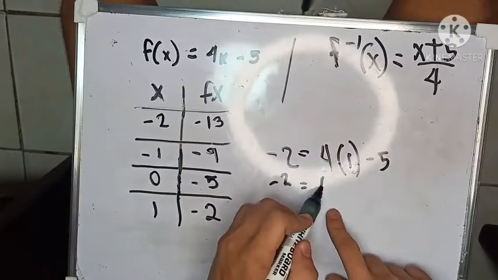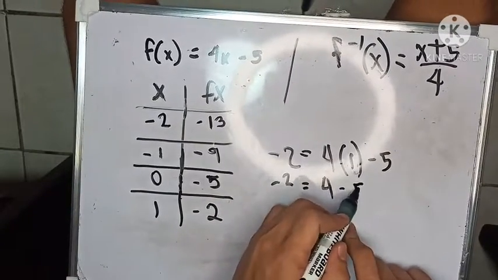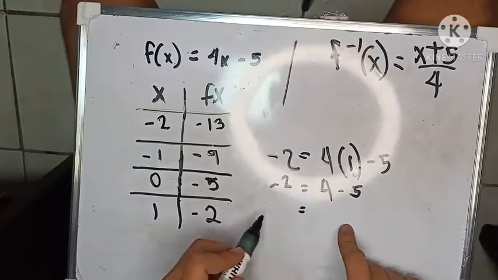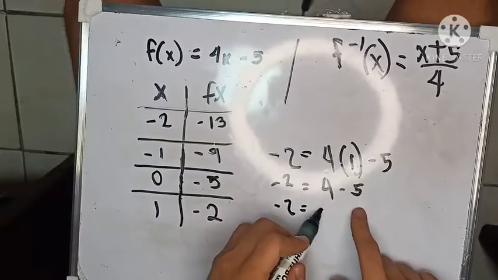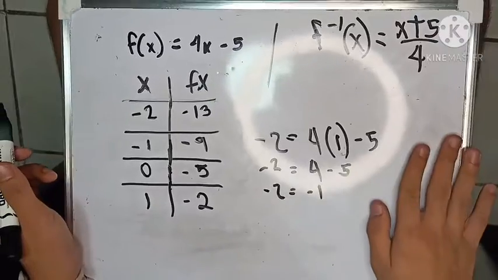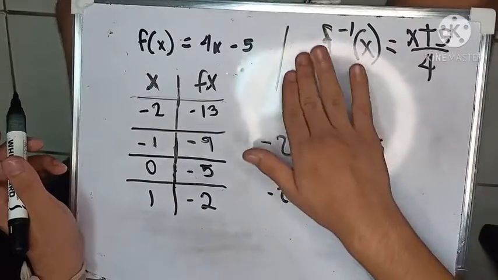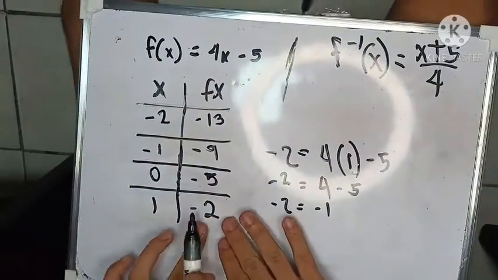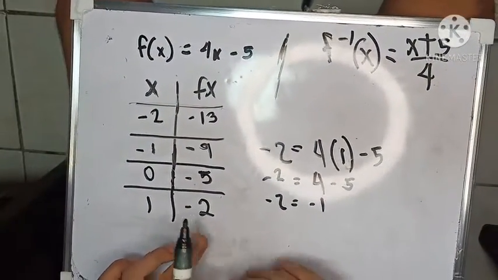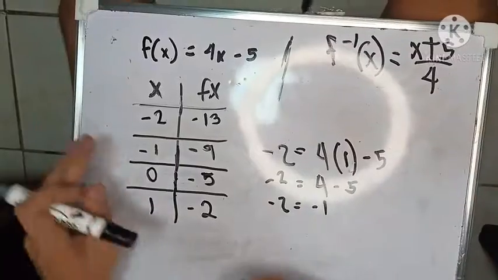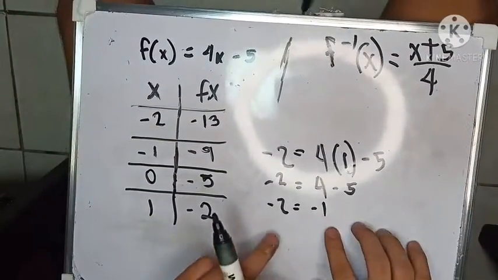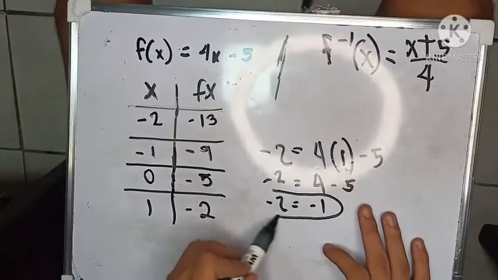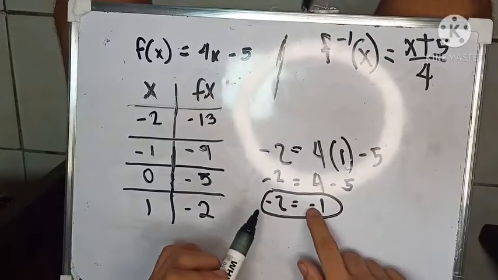This should be 4 minus 5. So, negative 2 and 4 minus 5 are not the same on both sides. So this should be wrong, and we're gonna find another one to make them equal. Because they are not equal, as you can see right here, they are negative 2 and negative 1.